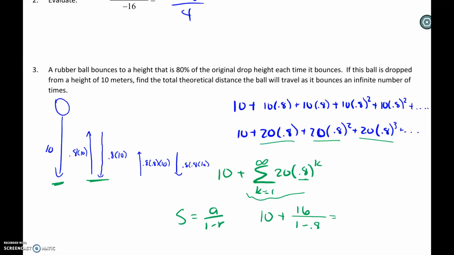So that's our infinite sum. So this is 90 meters. That's, if it kept going and going and going, right, it's going to get smaller and smaller little bounces, and that's how far it went.